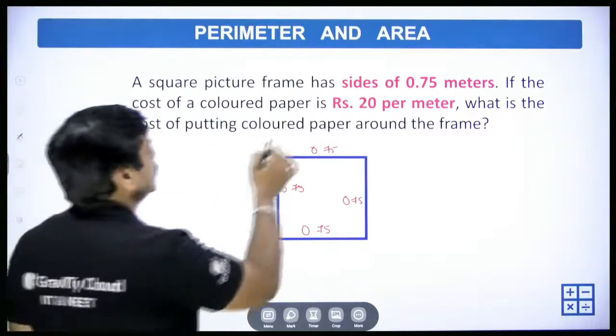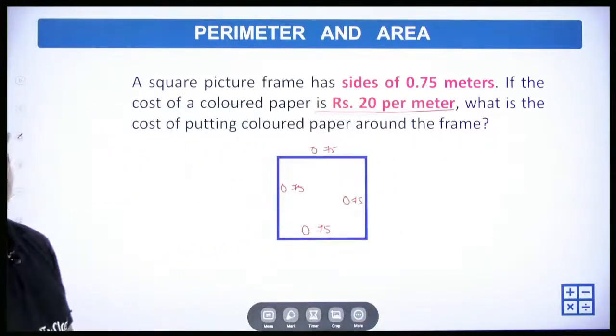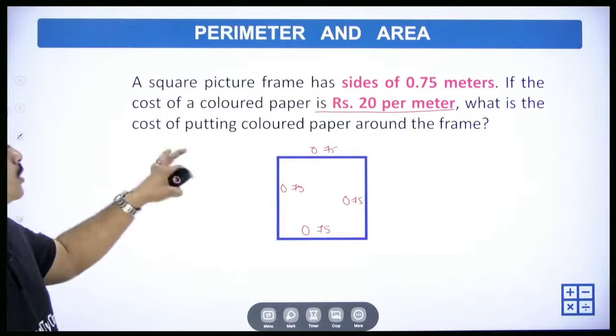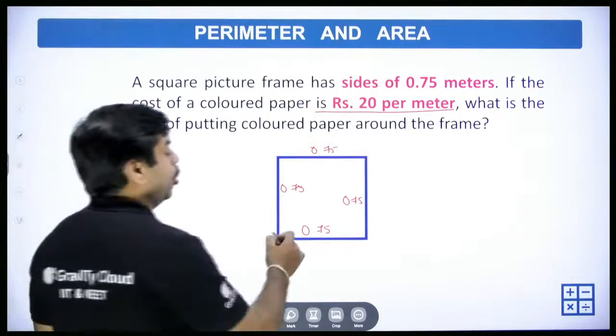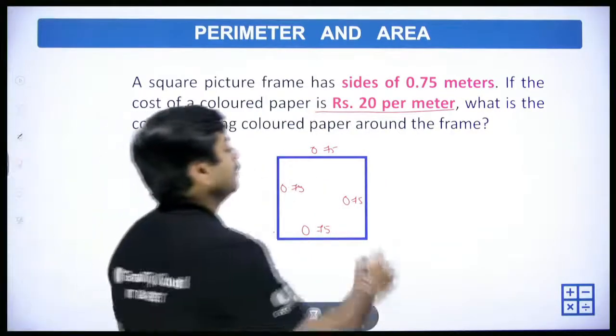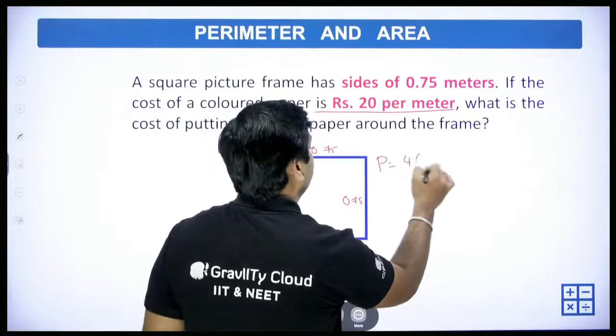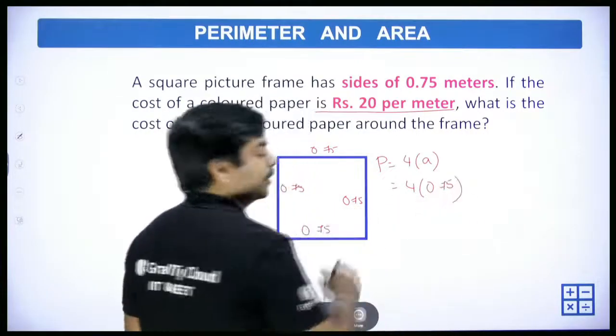The colored paper costs rupees 20 per meter. What is the cost of putting colored paper around the frame? Around the frame means all four sides, so the perimeter, which we discussed yesterday also, is 4 times a, 4 times 0.75, where a is the side of the square.